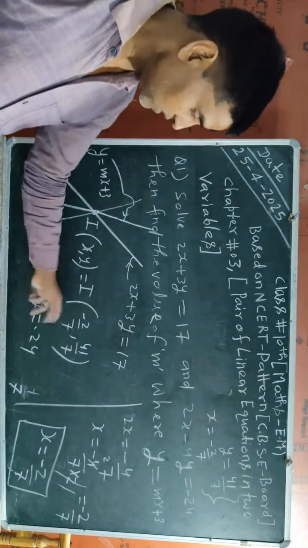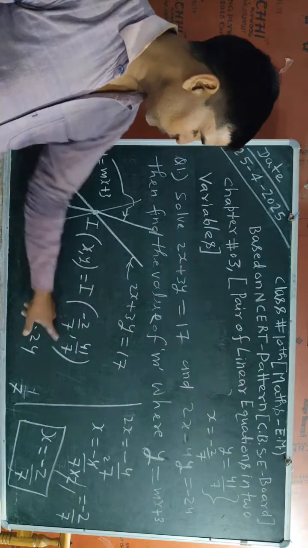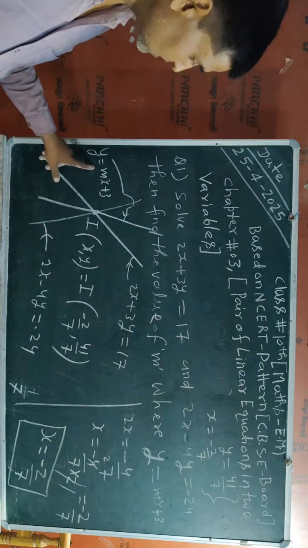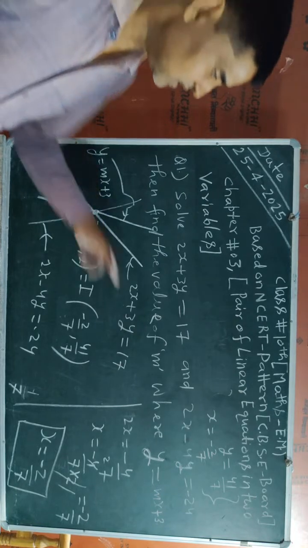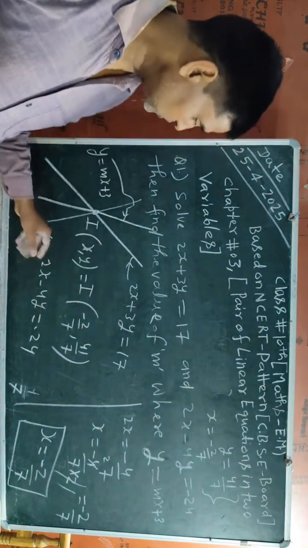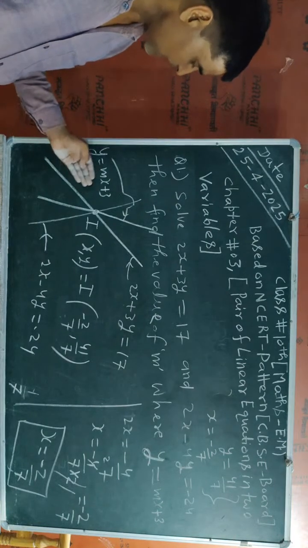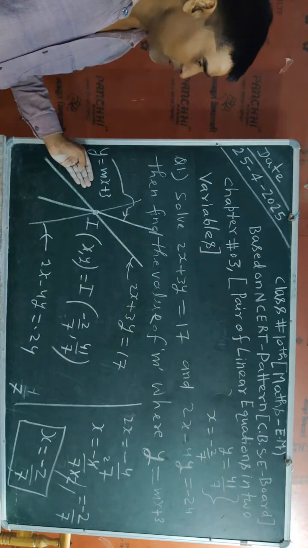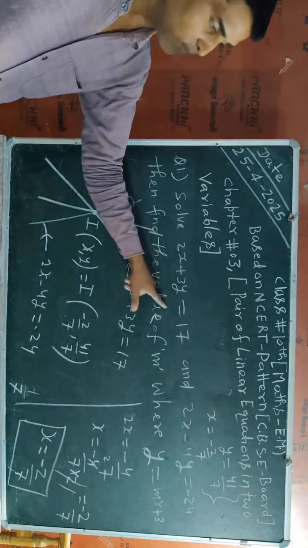So I will substitute the values of x and y in this equation, and after simplifying I will get the value of m, and that will be the required answer of this question. Okay student, so now I am going to put the values of x and y in this equation, and after putting, I will get the value of m, which is the required answer.